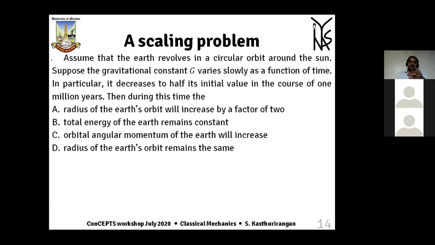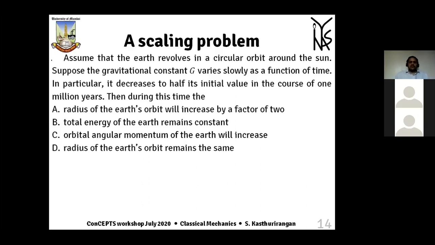In fact, what was discussed in the mathematical physics lecture by Dr. Kolvankar of the x square d square y by dx square kind of problems, it is a similar idea. You have to have the same scaling of x across all the terms. It's a similar idea. Let us look at this particular problem.